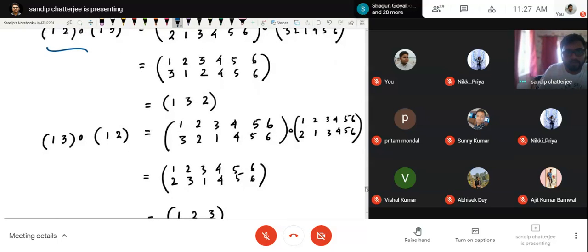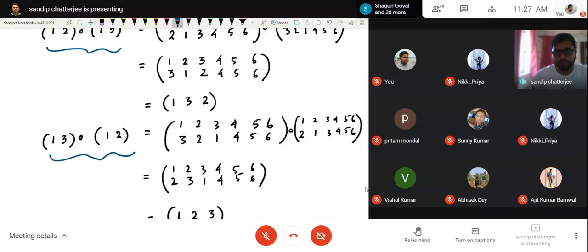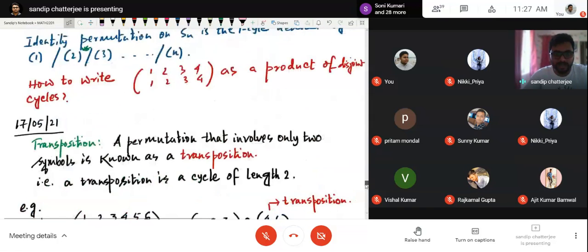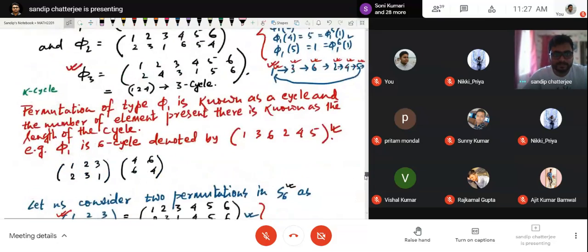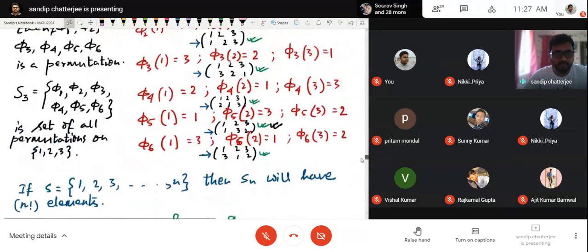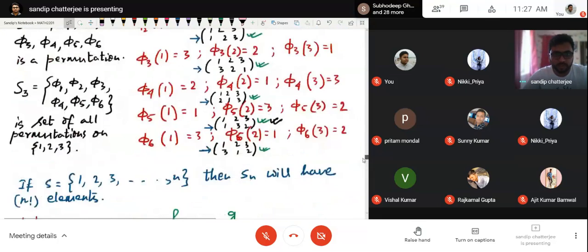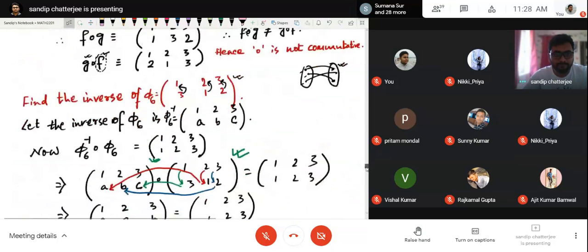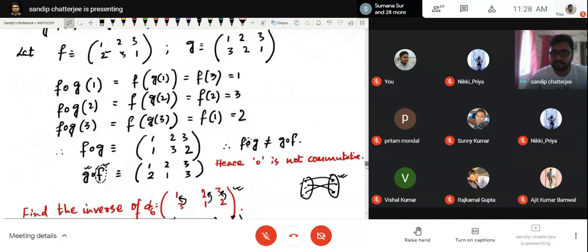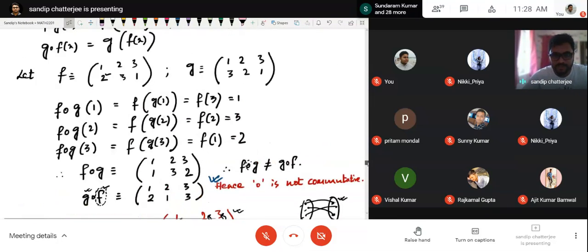See, you can see here (1, 2) operated with (1, 3) and (1, 3) operated with (1, 2). What are the results? Are they the same? No. That means this permutation operation is non-commutative. Actually, I have discussed this earlier also, I guess. This operation of composition of two mappings is non-commutative.